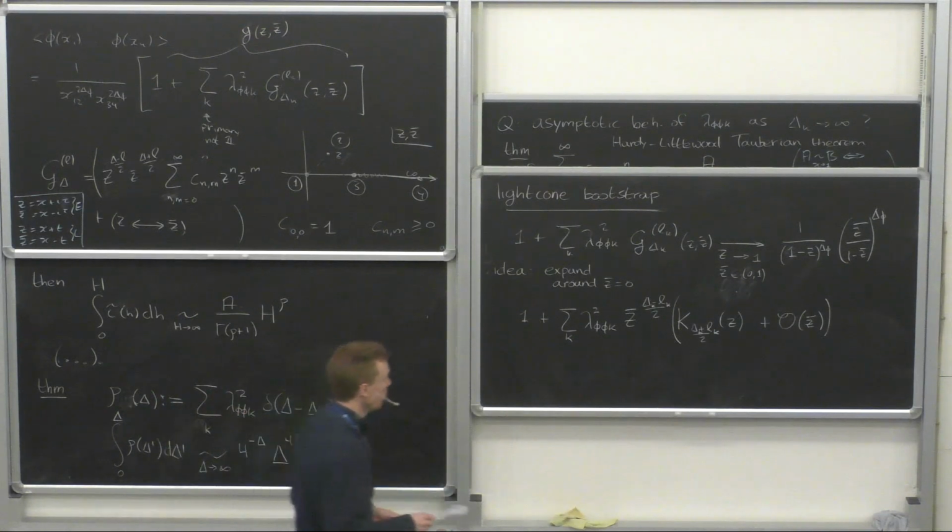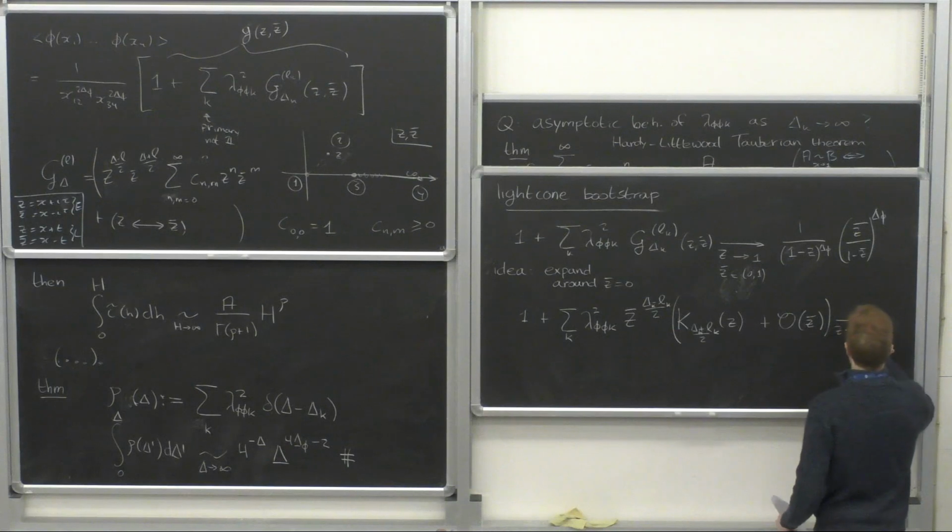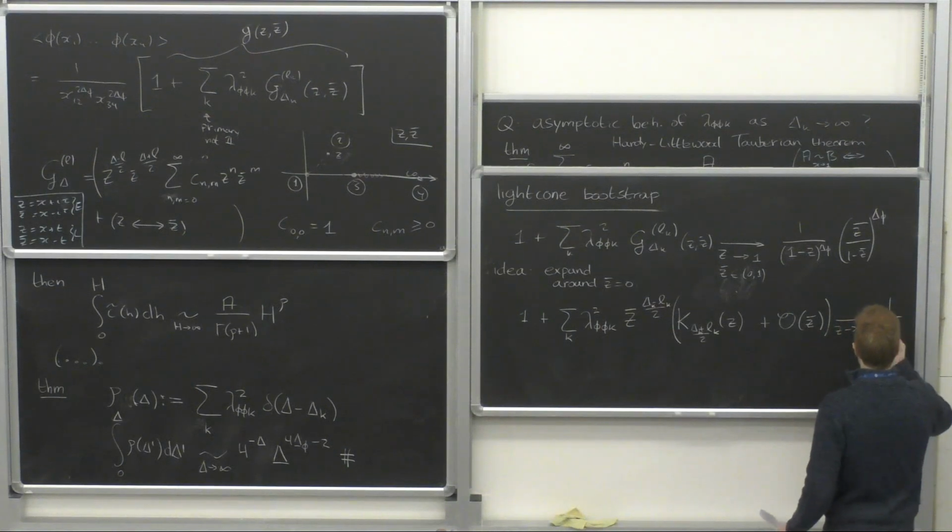So this should, of course, still give that 1 over 1 minus z to the 2 delta phi. And now, to leading order, we'll have z bar to the delta phi.